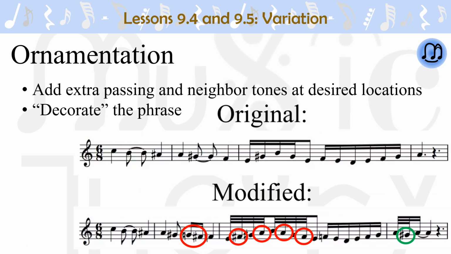Ornamentation means to decorate the phrase. To do that, you add extra passing and neighbor tones whenever you want. In the example shown, I added extra passing tones between the second and third notes of the second measure of the original. I also added passing tones between all of the 16th notes in the first beat of the third measure. The last note also has an extra lower neighbor tone. All of the extra passing tones are circled in red, and the neighbor tone is circled in green.